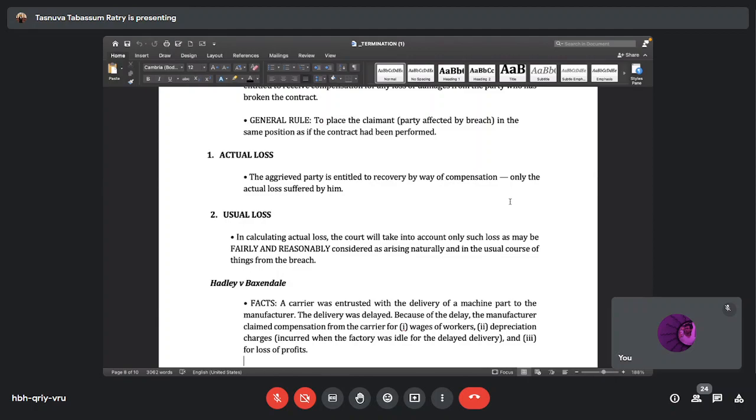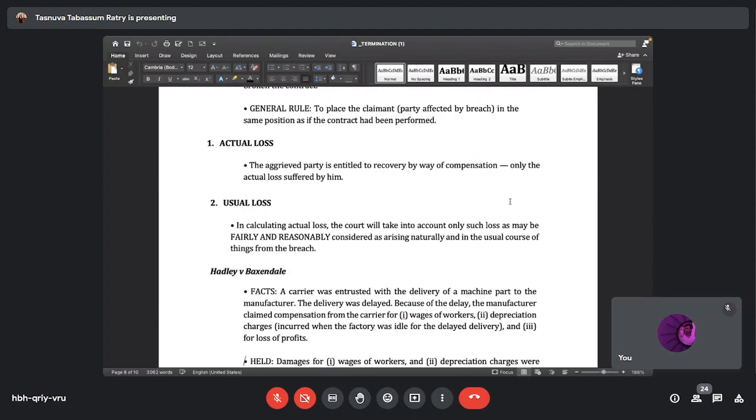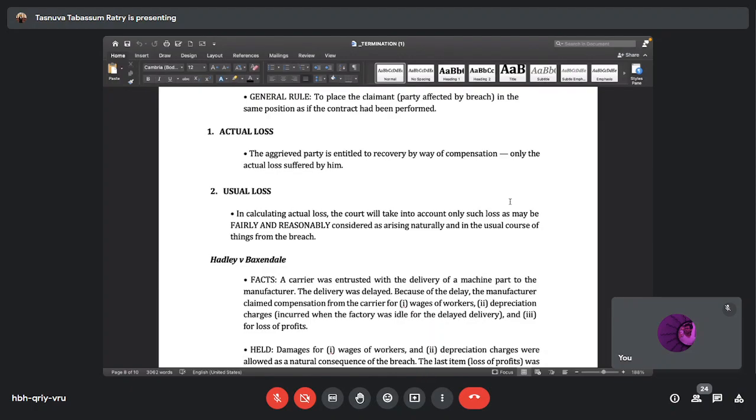That's what we call the usual calculation for damages: the actual loss suffered by the parties, which they will be entitled to receive from the party who has breached the contract. Sometimes, while calculating actual losses, the court also takes into account other circumstances, losses that are fairly and reasonably considered and arise naturally in the usual course of things from the breach.